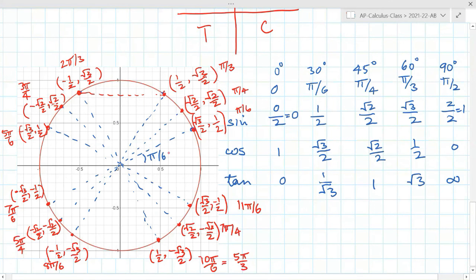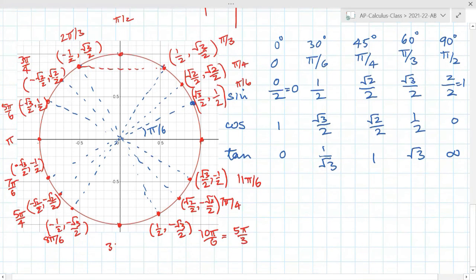Okay, so other than these, there are these also there, right? 0 is there, pi over 2, pi, and 3 pi over 2. So what are the coordinates here? So this pi over 2, pi, 3 pi over 2. What are the coordinates here? And here? And at 3 pi over 2, 0, negative 1.